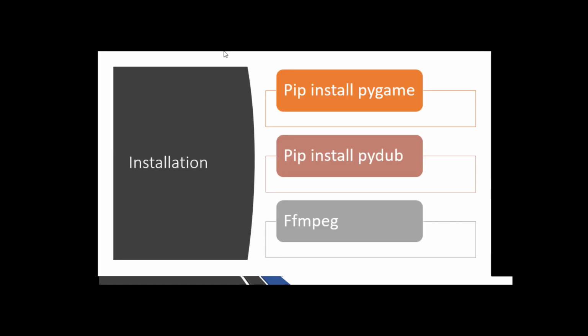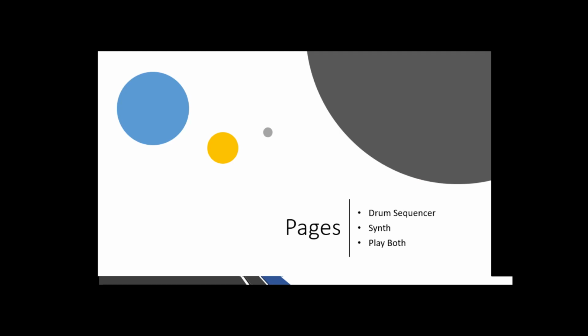So, moving along, for the installation of this project, you do need two libraries. You need Pygame and you need PyDub. And then you need FFmpeg, which is a dependency of PyDub. Now, these things are relatively easy to install, and there is a lot of documentation on FFmpeg and how to install it if you do run into problems, which I did, but I was able to resolve those pretty quickly.